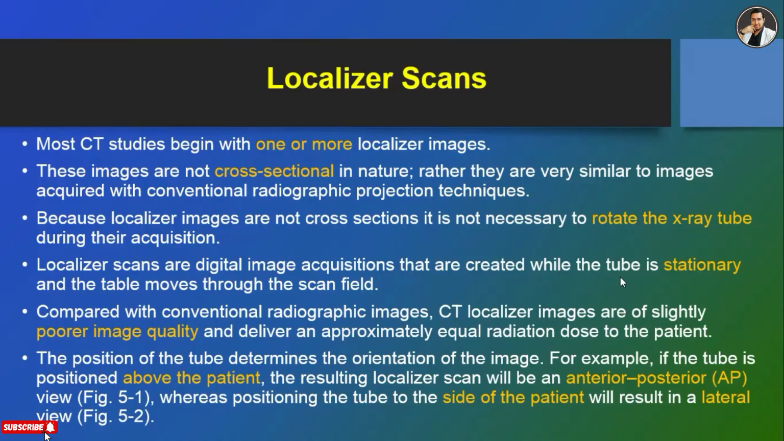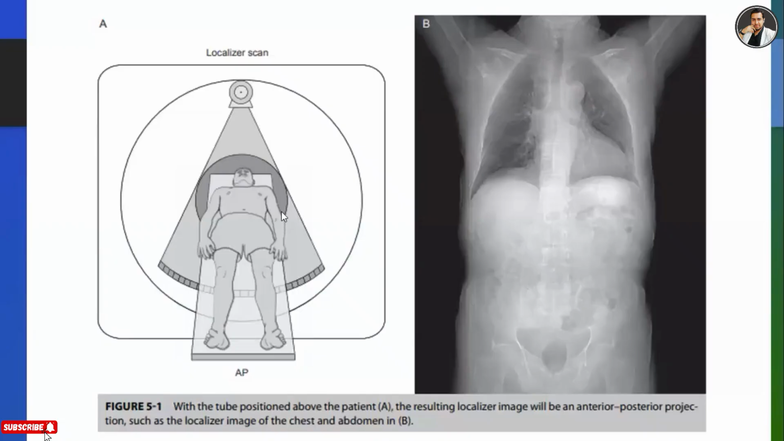The other is the lateral topogram. Here the gantry, the patient, and the X-ray tube, with the detector on the opposite side. We want a topogram from the neck to the pelvis.